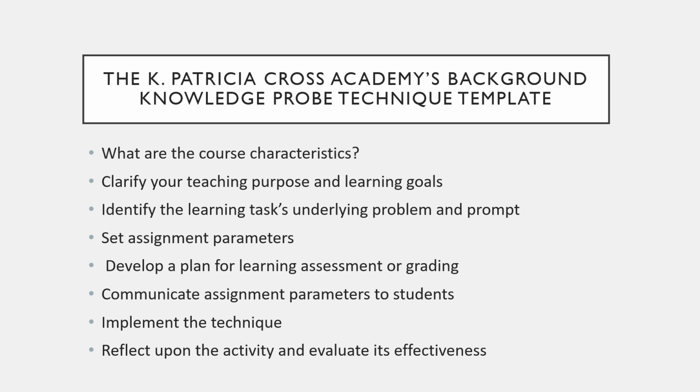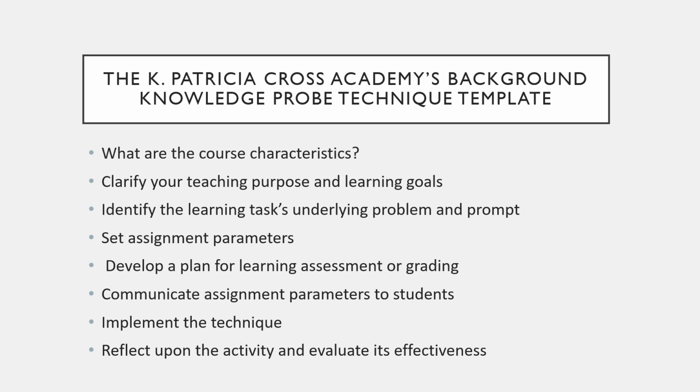According to the K. Patricia Cross Academy, teachers should use the following questions to support the background knowledge probe. Number 1, what are the course characteristics? For example, what are the situational factors of this course? Number 2, clarify your teaching purpose and your learning goals. For example, why are you choosing this technique and what do you hope to accomplish? Number 3, identify the learning tasks, underlying problem, and prompt. Example, what is the question you want the learners to address or the problem you want them to solve?